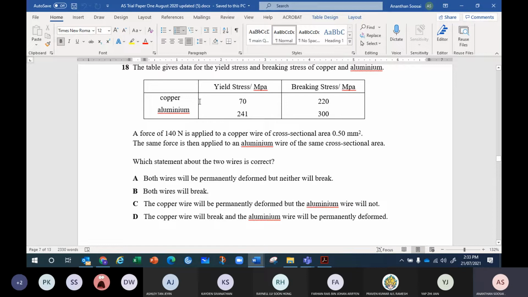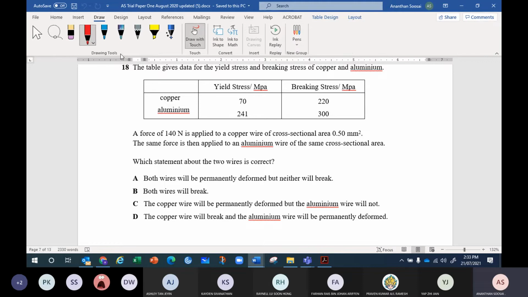No. Copper wire was permanently deformed, right? Because under 140 Newton, you have to check which deformation it is. Under 140 Newton, copper is already here, in plastic deformation. Plastic means it never returns to the original length. It will have a permanent deformation, right? So A is wrong. Both are not breaking, but only copper is permanently deformed.